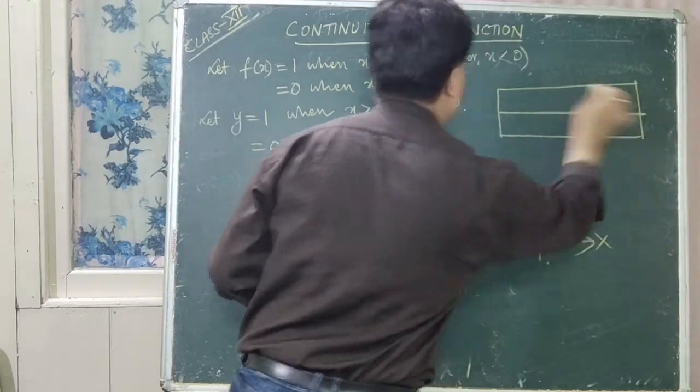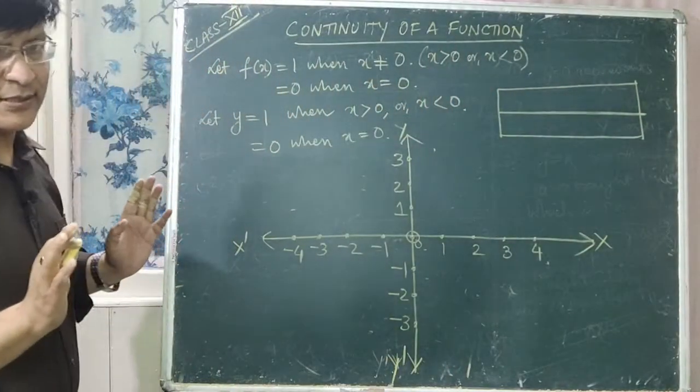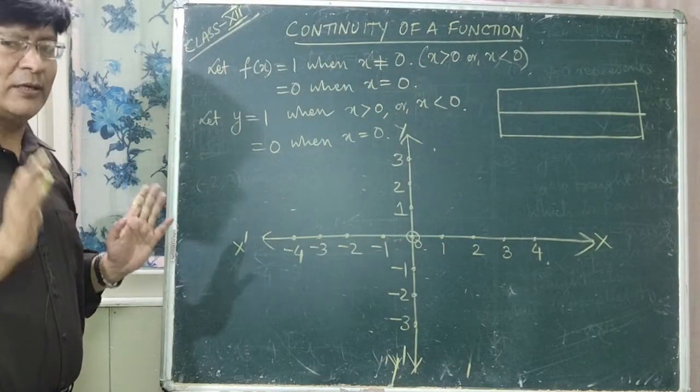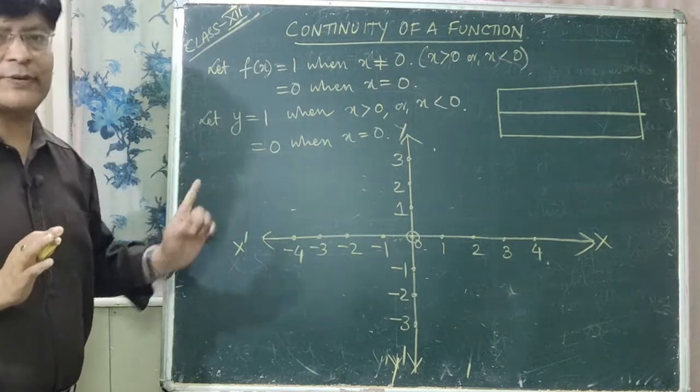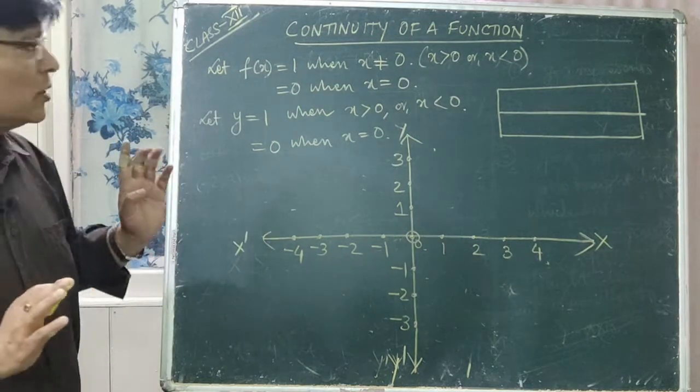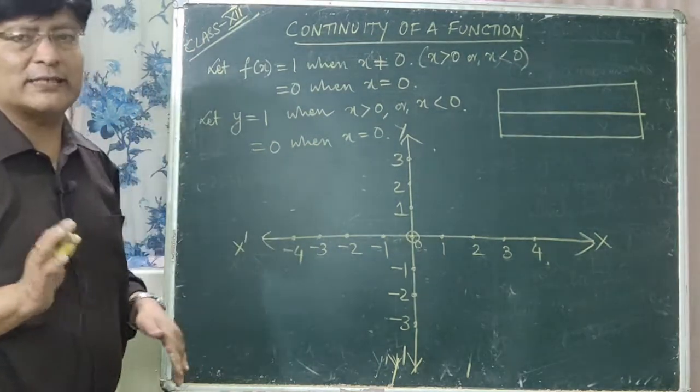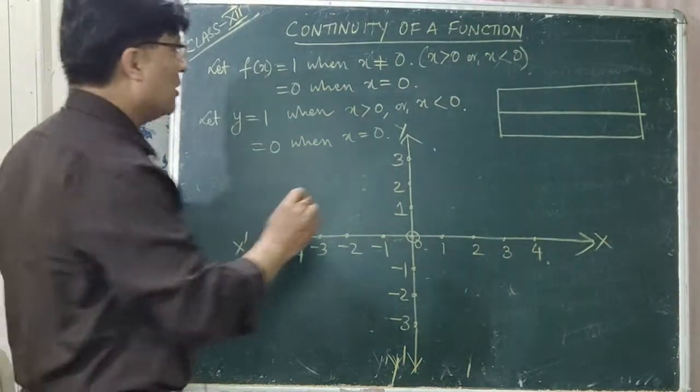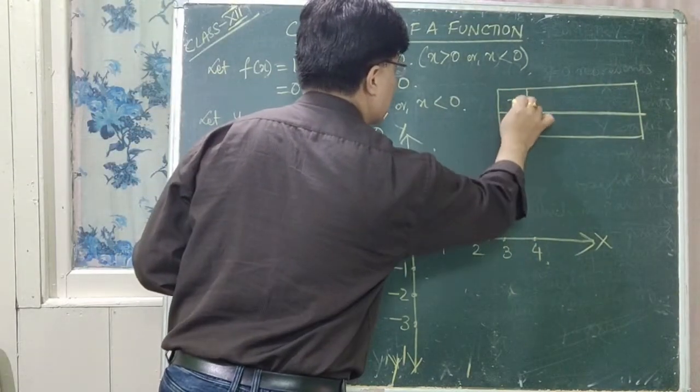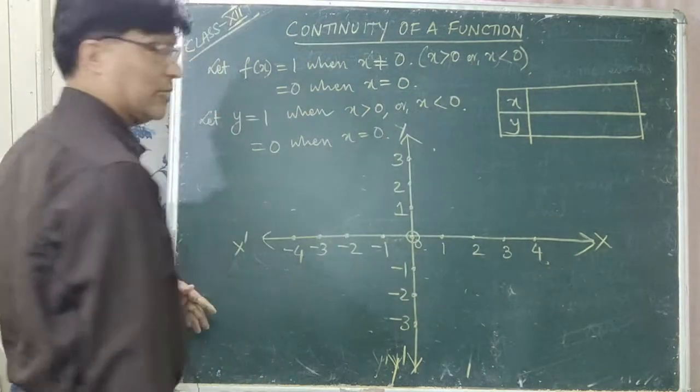So let us draw the table now. Just try to understand it. Don't copy it. Okay? Just try to understand it. So what type of graph will you get out here? Okay? So now, suppose this is x and this one is y.